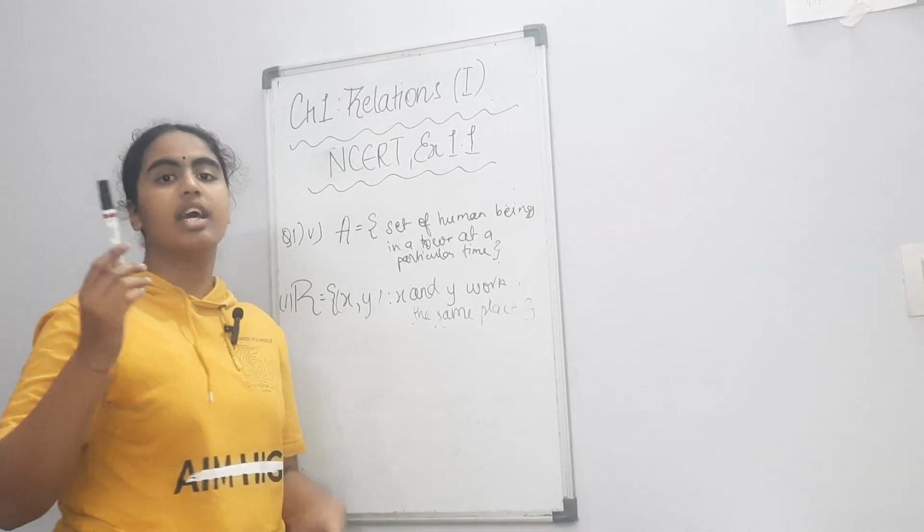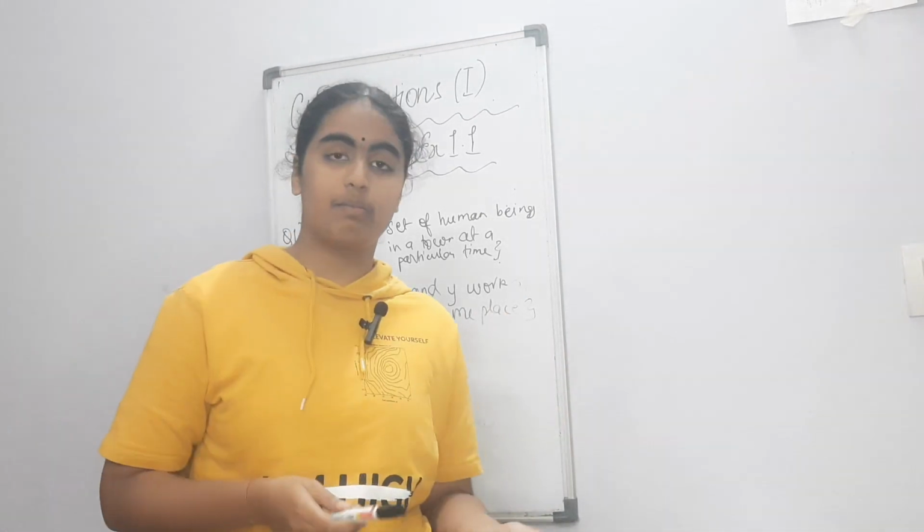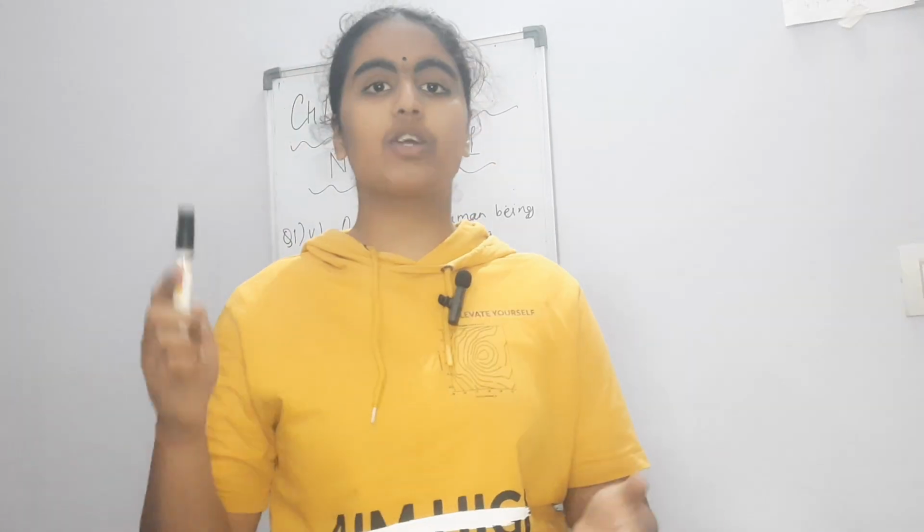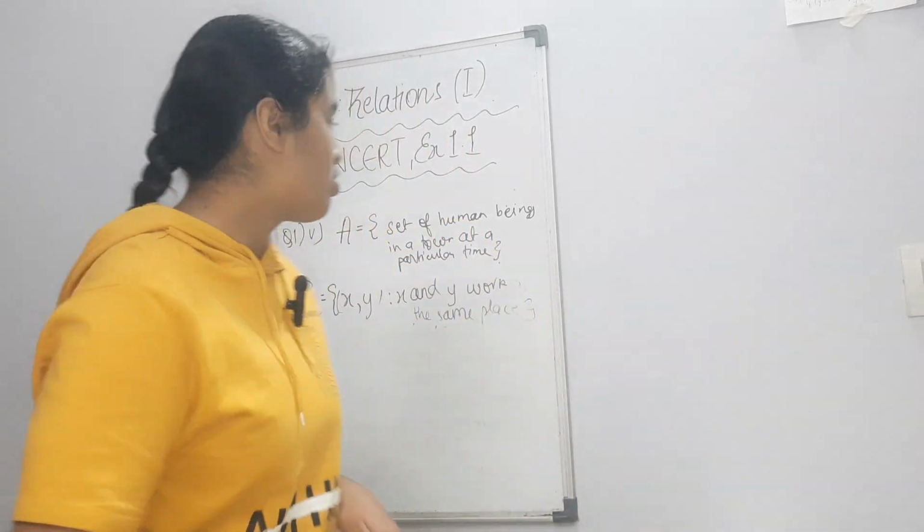And obviously, if we look at the question and the condition that has been given to us, X and Y work at the same place, then I think it is pretty obvious that this relation is transitive, because if A and B are working at the same place, and B and C are working at the same place, then it is obvious that A and C work at the same place, because B cannot be working at two different places at the same time, right?